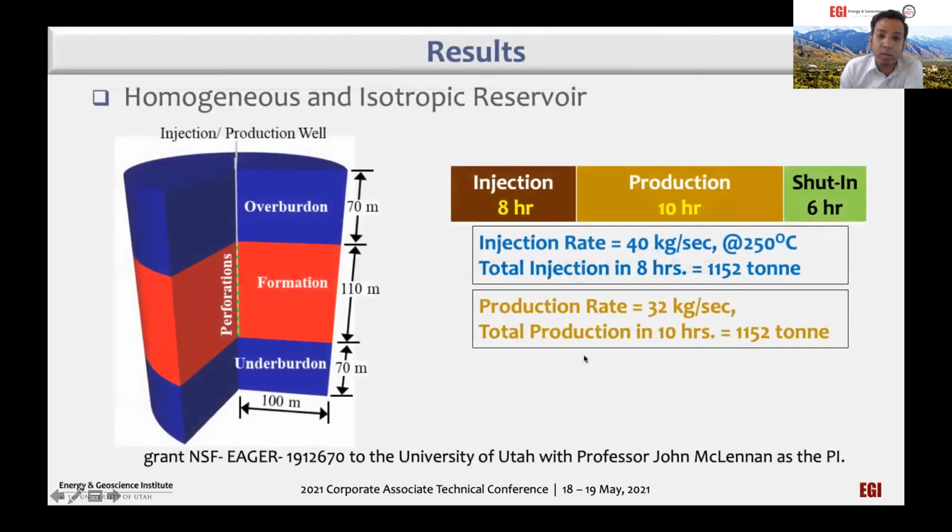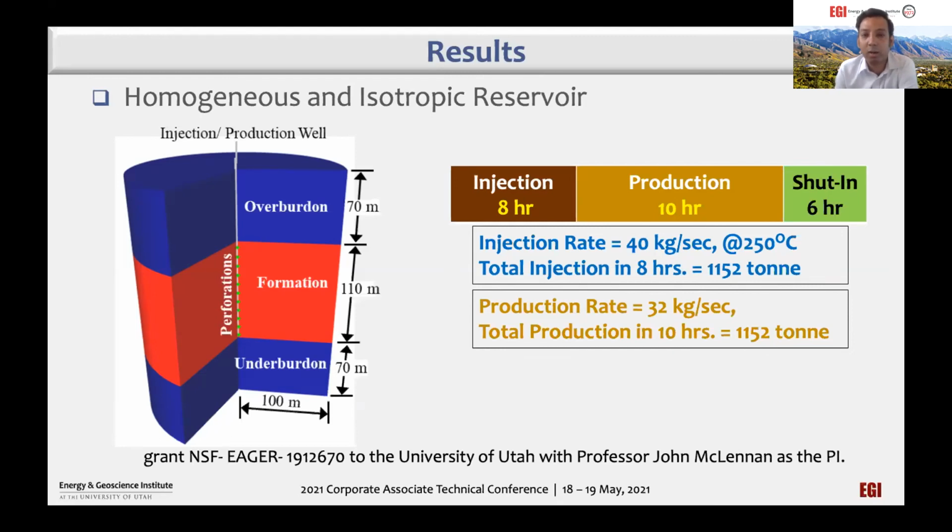So at the University of Utah at EGI, we had one project from NSF. John McClellan was the PI. We studied a simple cylindrical model, and in this model, the middle is the formation with high porosity and high permeability, and the top and bottom we had overburden and underburden with low porosity, low permeability, and low thermal conductivity or low specific heat. In the middle, we had one injection well and one production well. Basically, it is one well used as both injection well and production well, so this is like a huff and puff operation.